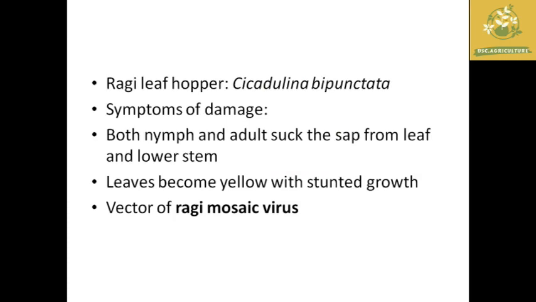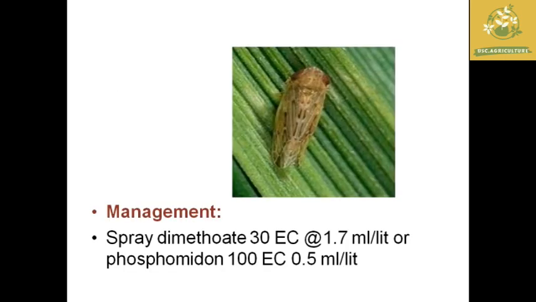And the other insect is the Ragi leaf hopper, where the scientific name is Cicadulina bipunctella, and the symptom of damage is that both nymph and adult suck the sap from the leaf and the lower stem. They are also a vector of Ragi mosaic virus. This is a picture of the Ragi leaf hopper, and the management is spraying of dimethoate as well as phosphamidon 100 EC at 0.5 ml per liter.